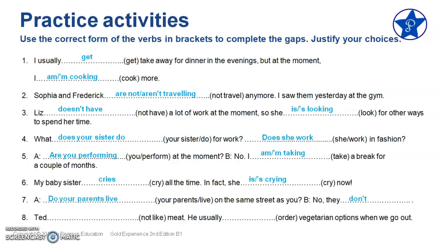Do your parents live on the same street as you? No, they don't. Living is a permanent action. That's why we use the present simple here. And finally, Ted doesn't like meat. He usually orders vegetarian options when we go out. So this is something that happens all the time. A permanent state he doesn't like, and that's what he usually does.